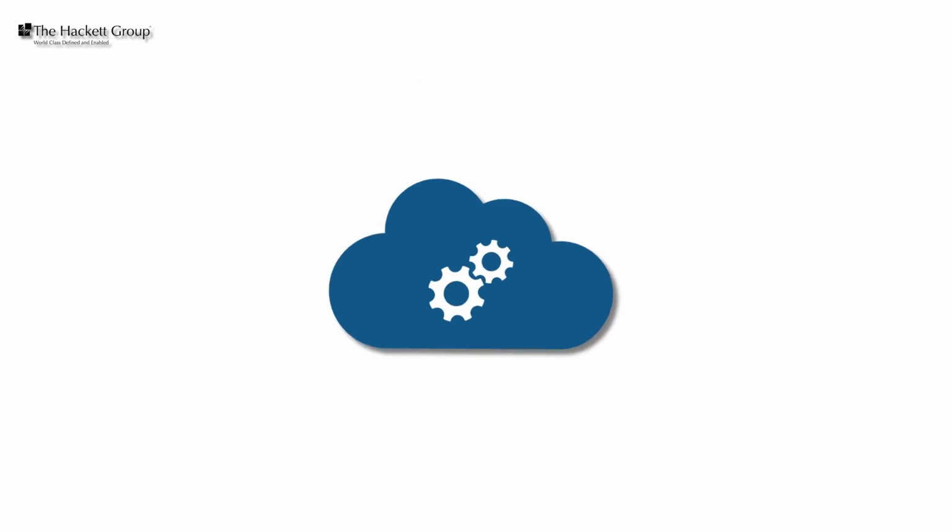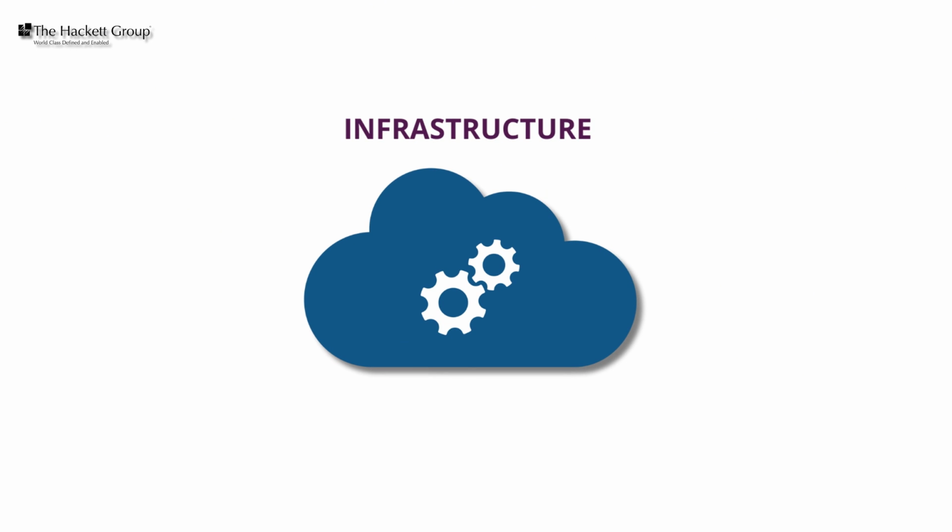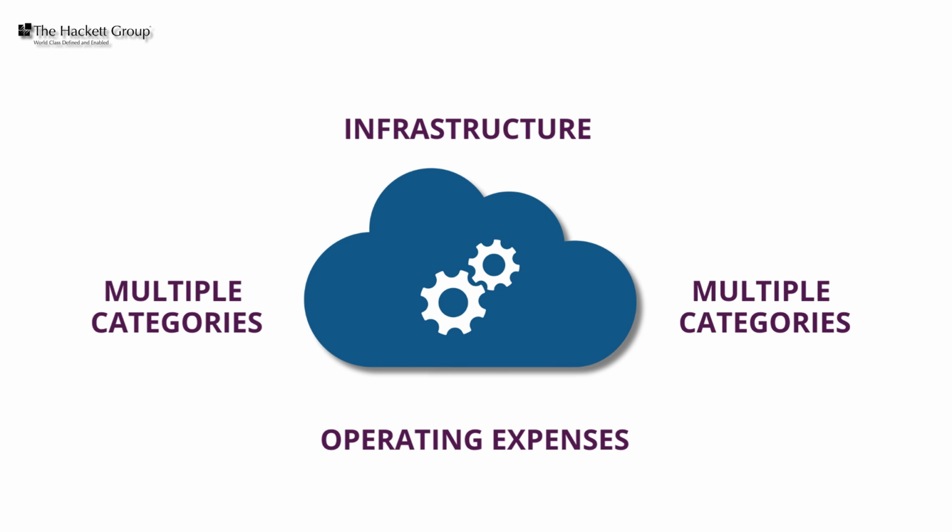Let me give you a specific example that we encountered. One business unit classified cloud computing cost under infrastructure. In another unit, it was under operating expenses. And yet another split this between multiple categories. This makes it impossible to get an accurate picture of the true cost of cloud spending.